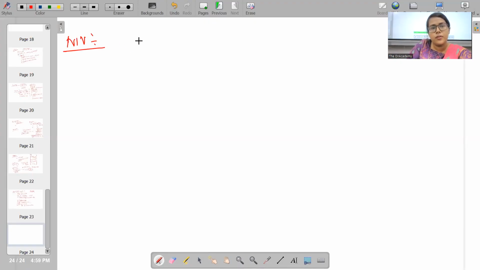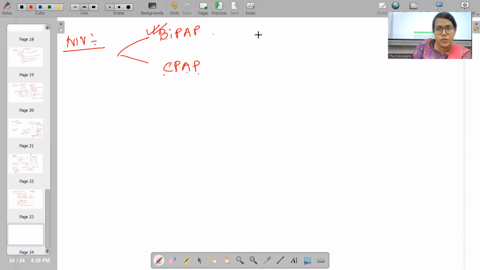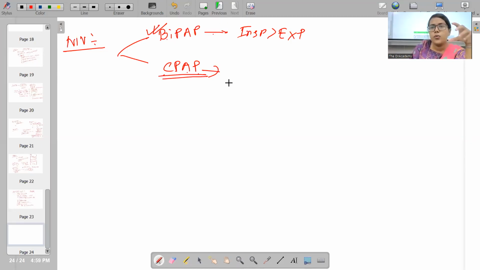So non-invasive ventilation usually has two forms. One is BiPAP, which is bilevel positive airway pressure, and the other is CPAP, which is continuous positive airway pressure. BiPAP is actually considered better fitting for COPD patients or any obstructive airway disease management. In BiPAP, the inspiratory pressure is more than the expiratory pressure. In CPAP, the pressure is maintained equally between the inspiratory and expiratory phase.